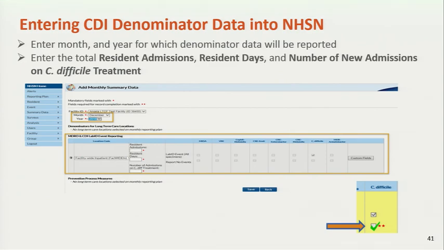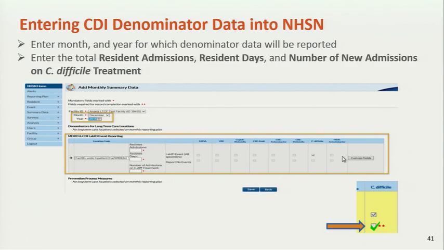Okay, so you will take the total monthly count of your resident admissions and your resident days and enter those in the boxes labeled accordingly. And also the monthly total of the residents who are receiving C. difficile therapy at the time of admission into your facility. A check mark must also be entered under each box in which no data was submitted. And I'm going to talk about this a little bit more as we progress.